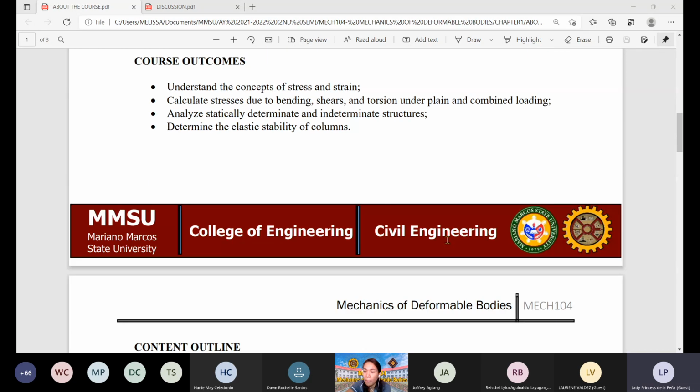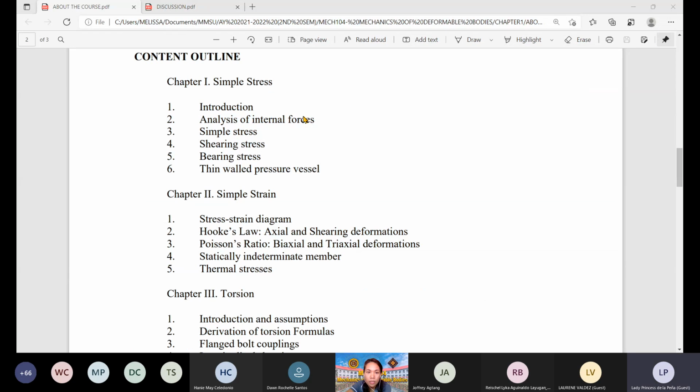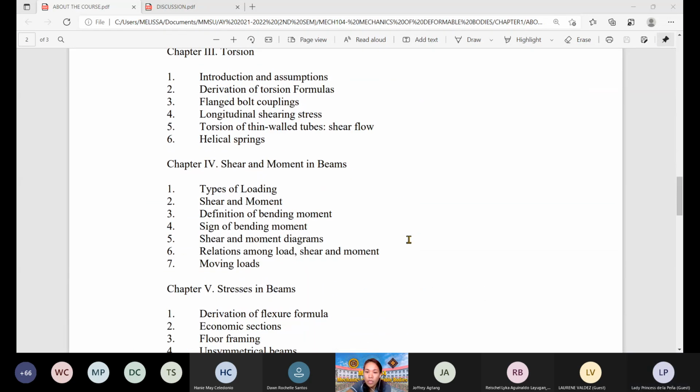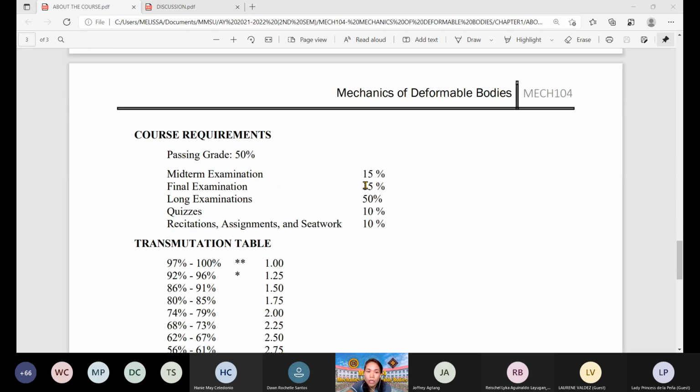Our subject is composed of 6 chapters. For the course requirements, the passing grade is 50%: midterm exam 15%, final examination 15%, long exam 50%, quizzes 10%, recitations, assignments, and seatwork 10%.